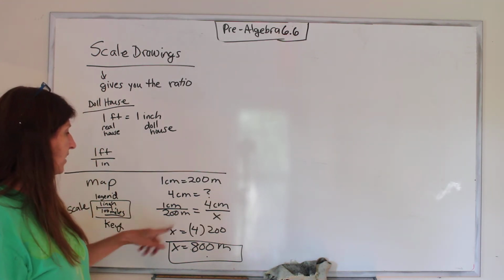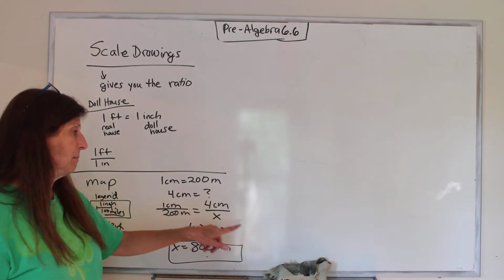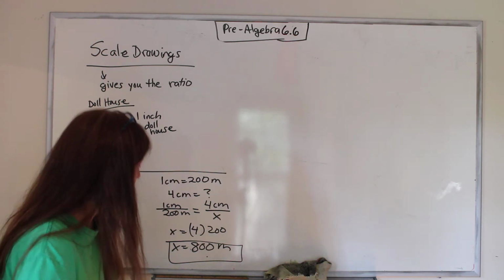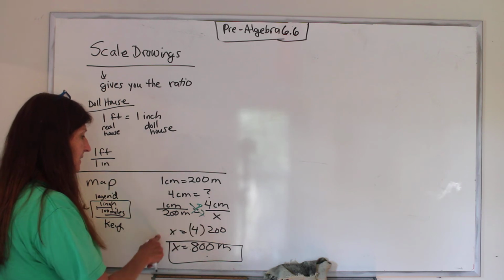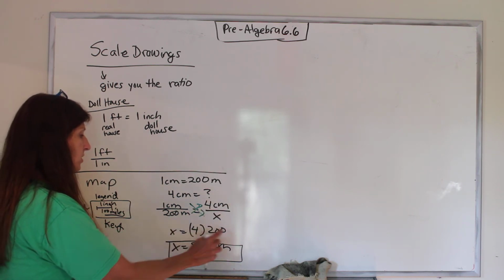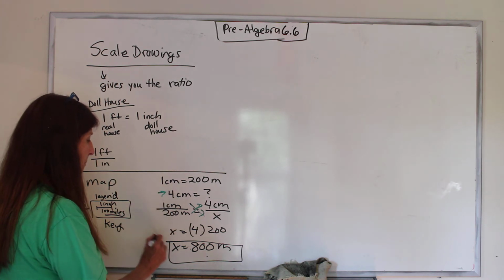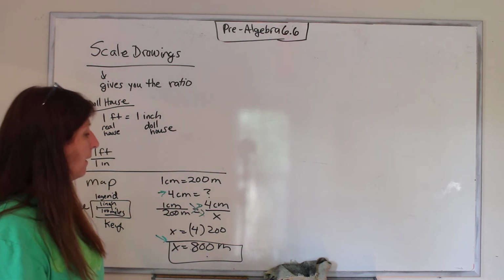So we say the scale, 1 centimeter is to 200 meters as 4 centimeters is to x. We cross multiply, so we're going to draw in our arrows, and 1 times x is x, and 4 times 200 is 800. So if it's 4 centimeters on the map, it's 800 meters in real life.